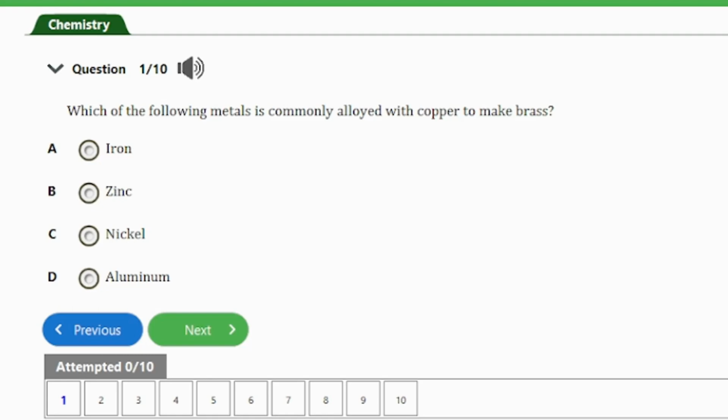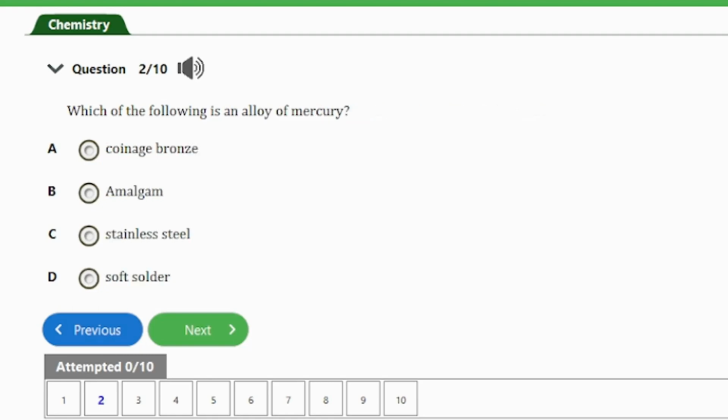It says, which of the following metals is commonly alloyed with copper to make brass? We have options: A, iron; B, zinc; C, nickel; D, aluminium. To make brass, we use copper and zinc. So the answer to this question is option B, and that's zinc. Copper and zinc is used to make brass. So let's look at the next question.